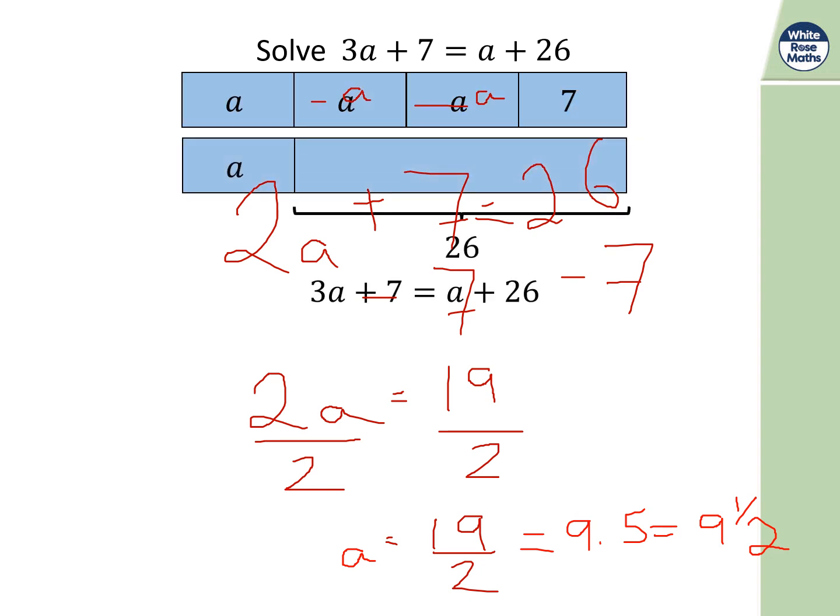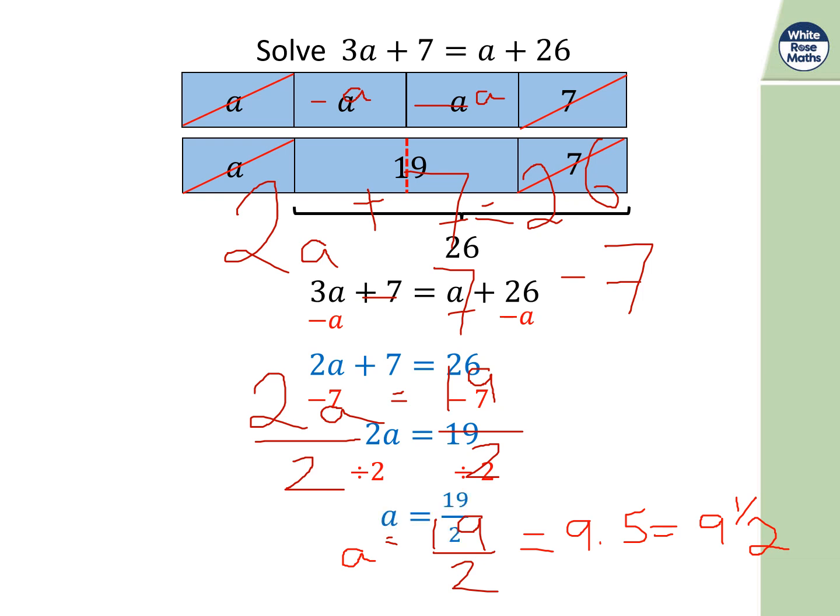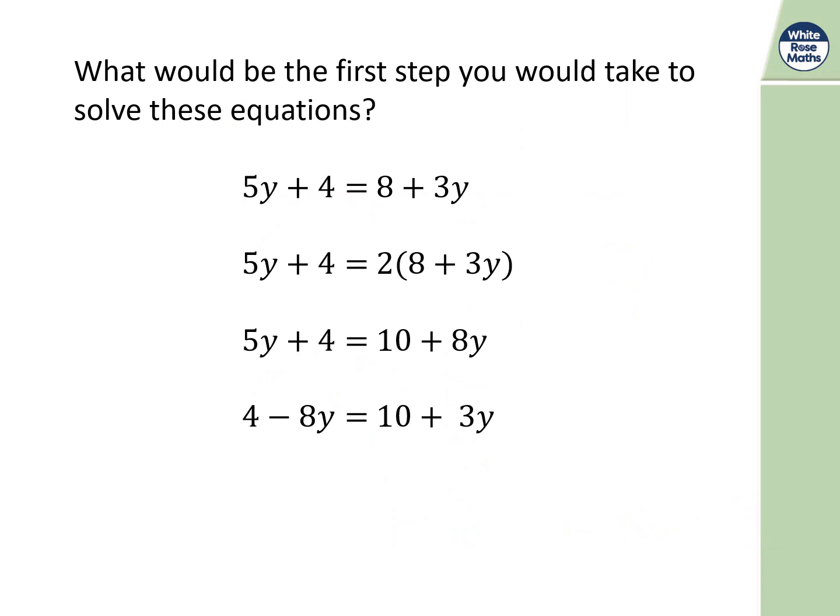So solving that, we get the rest of that. 2a is equal to 19, a is equal to 19 over 2. So this last question, guys, for today's video: what would be the first step you would take to solve these equations?